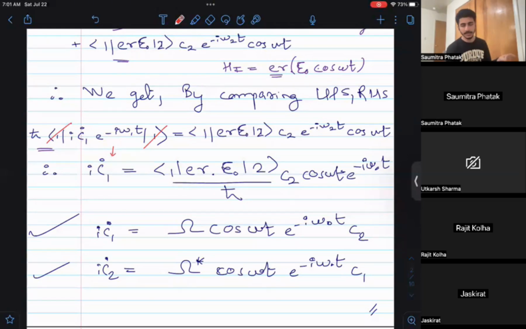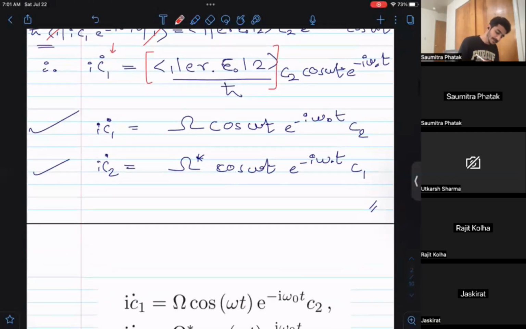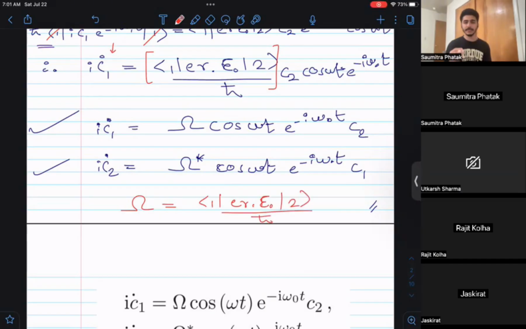So C1 dot is the time derivative of the C1 coefficient, and we can equate that to the right hand side, which is basically this giant term here that we can represent as the Rabi frequency. So omega here is this expression, which basically gives you the frequency to go from one state to another state. So this gives you basically the coupling strength.